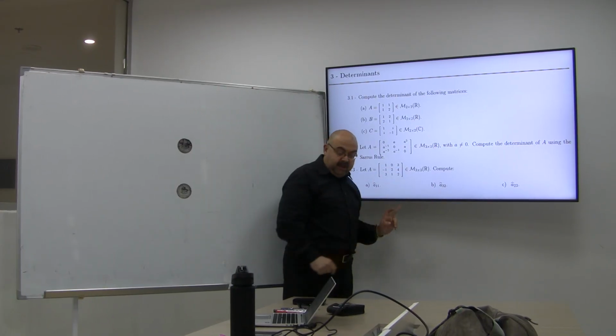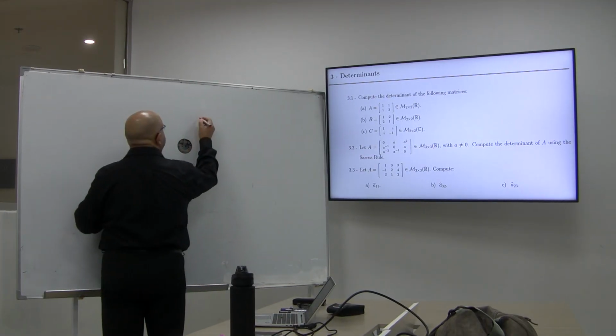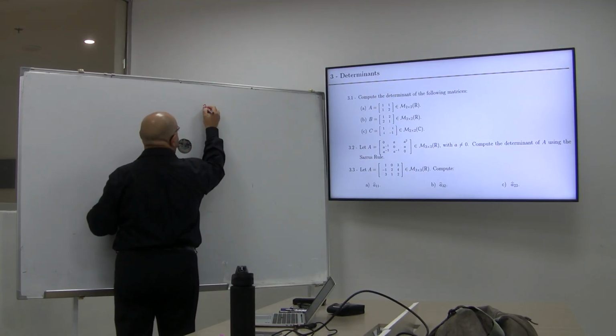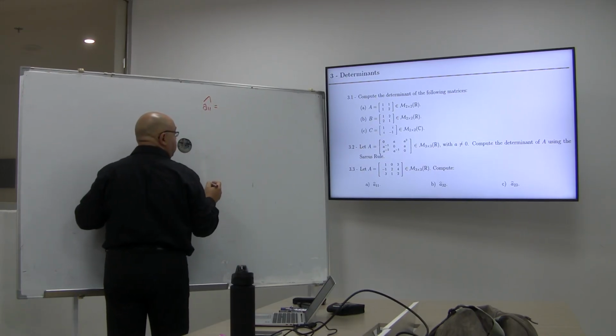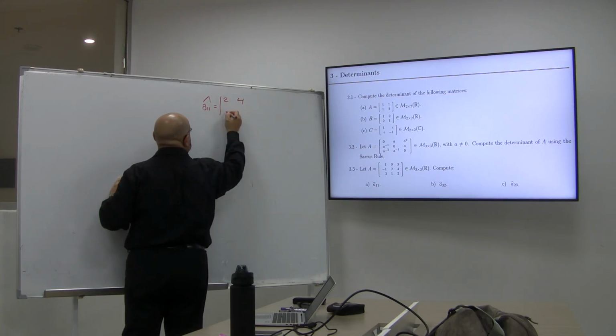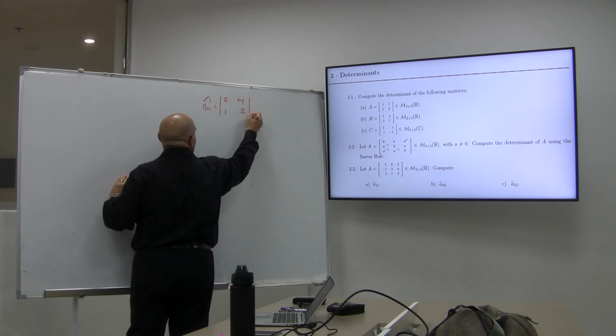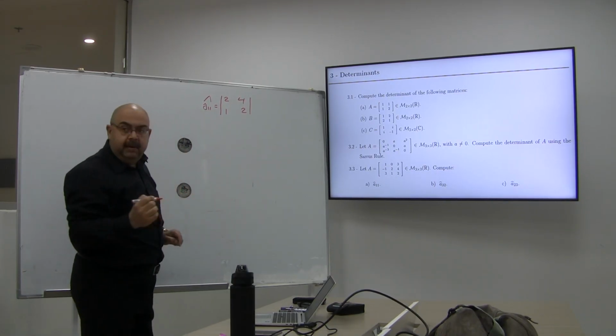So the remaining determinant, this is the algebraic complement relative to A11, is going to be the determinant 2, 4, 1, and 2. And then the sign relative to this algebraic complement.